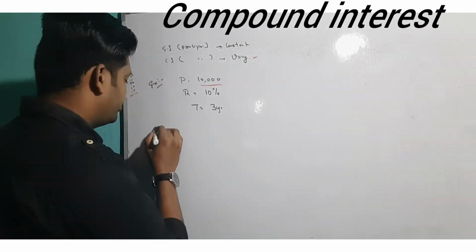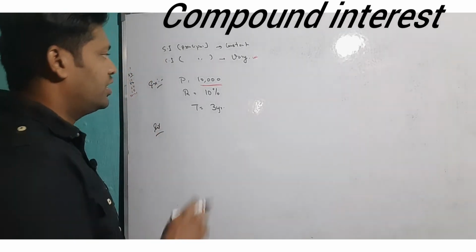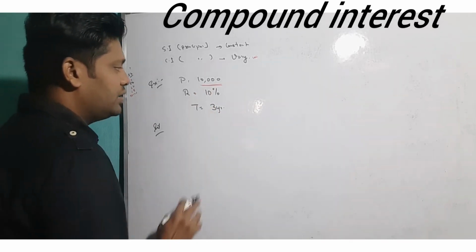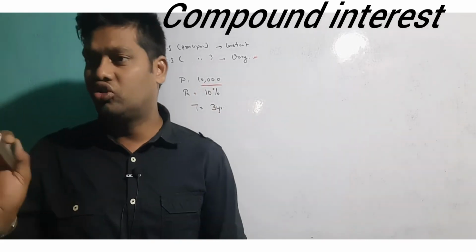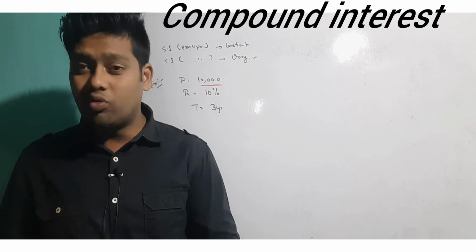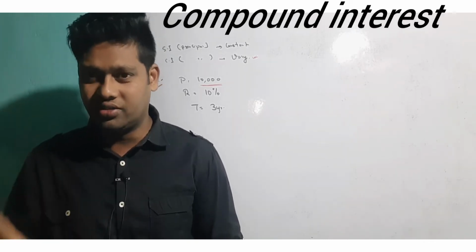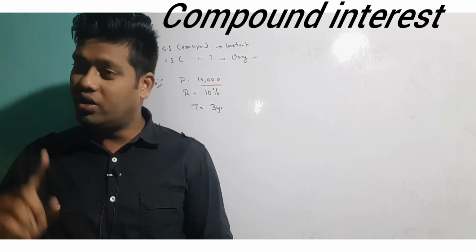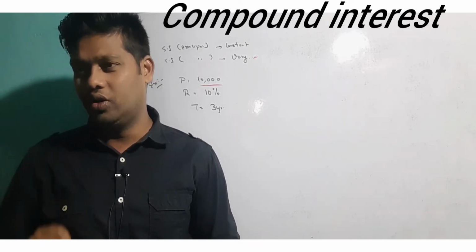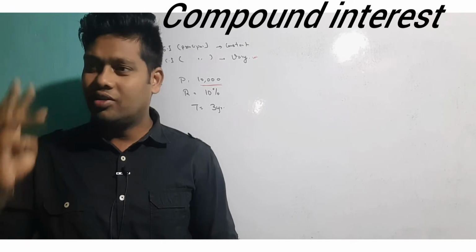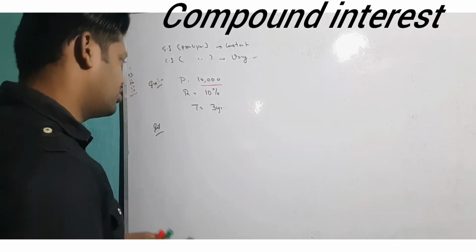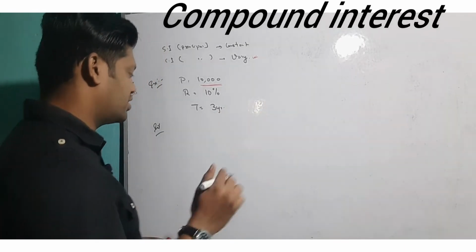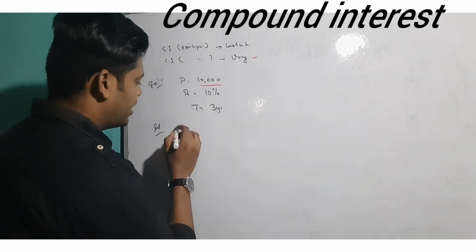Solution of this one. First, this is the principal, this is the rate of interest, this is the time period. Time period is how much? 3 years. In simple interest, we used to take 3 years directly. But in this case we will do 1 year, 1 year, 1 year individually, meaning we will solve the sum 3 times. Why? I will tell you that also. I will discuss each and everything with you. So first, you will write the principal is how much?